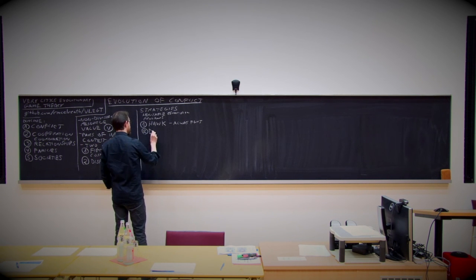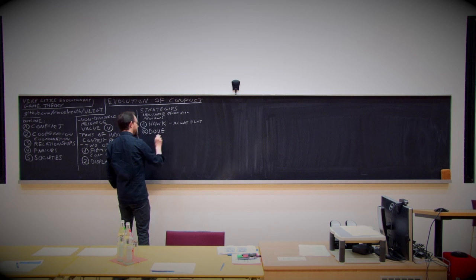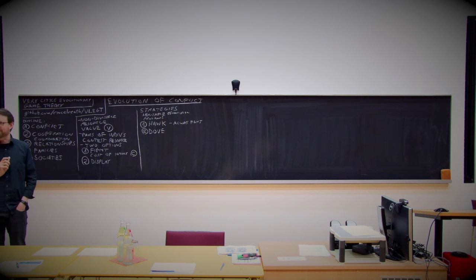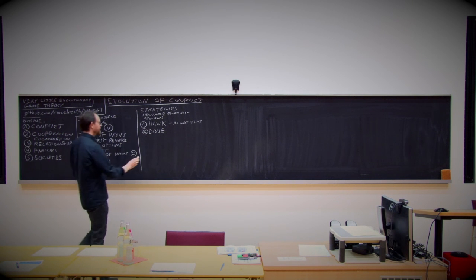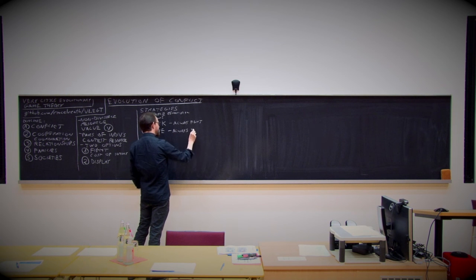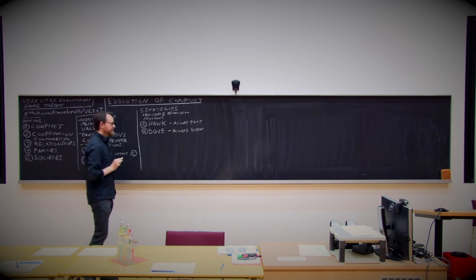And the second strategy is called dove. Again, this is a political science term used in international relations. Doves like peace, right? I don't know how this association came about. And doves always display. So now we've got three kinds of interactions.